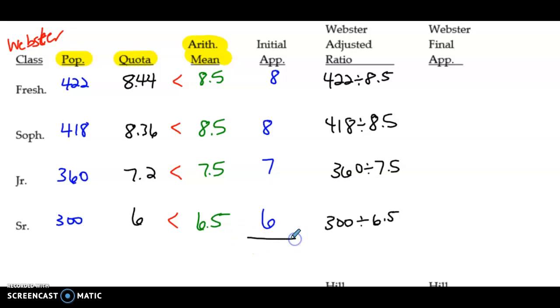I guess I forgot to add those up here. So we're at 29 votes. We need one more vote or one more seat handed out. Who gets that extra seat?